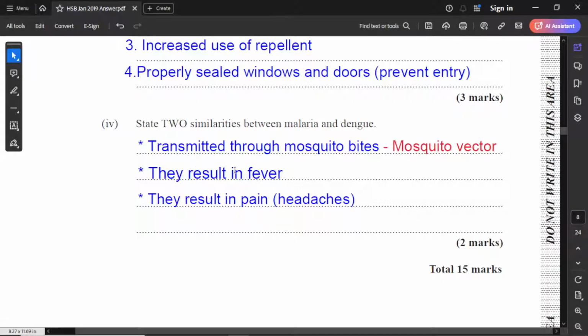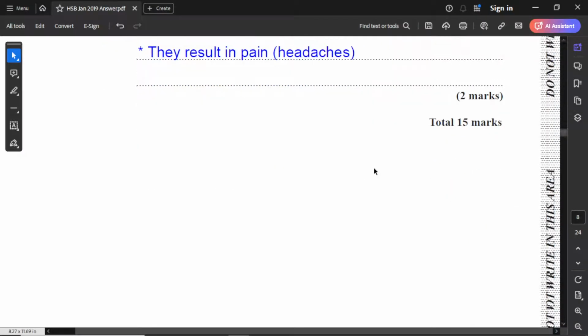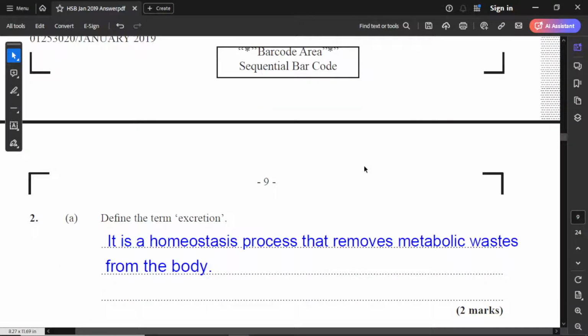And of course, they both result in fever, even though the level of fever may be different in both of them, but they do result in fever. All right, and so you may also experience some pain as well as headaches. All right, so very important. I mean, they are caused by different things because one is viral and one is a protozoan. So that will be a difference right there.